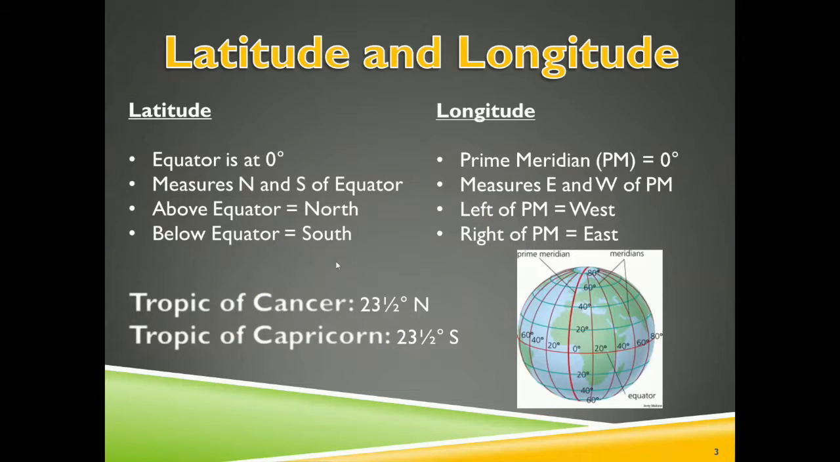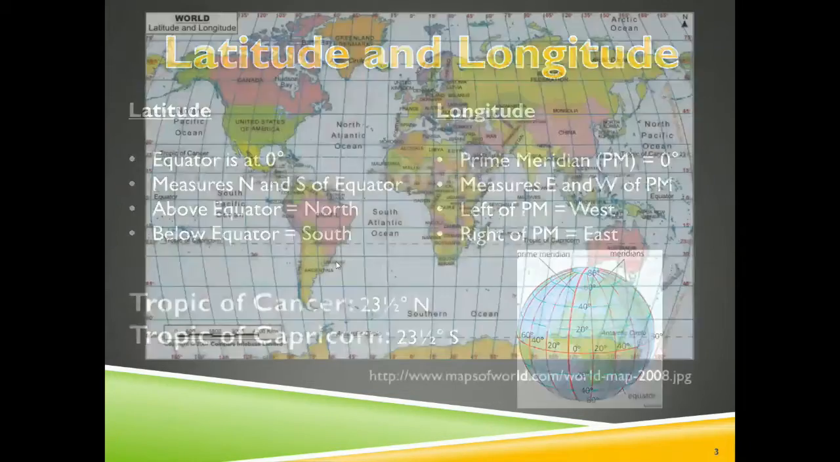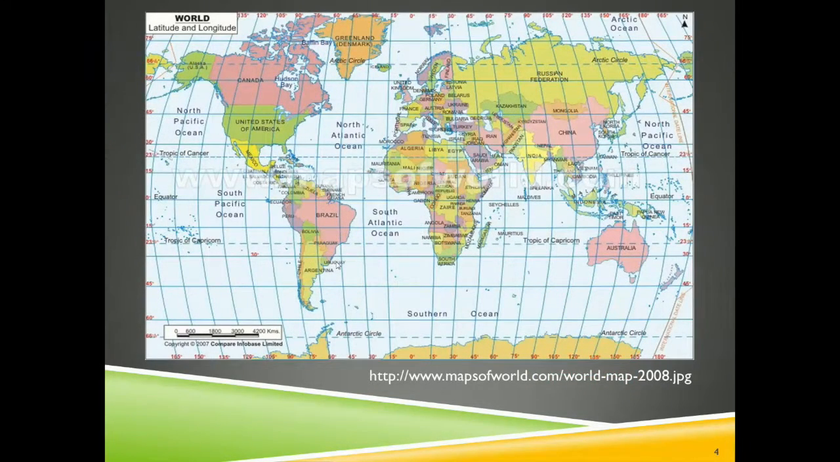Let's start with latitude and longitude. Latitude measures north and south of the equator. If you're above the equator, you're considered north, and if you're below the equator, you're considered south. Therefore, the equator is 0 degrees. Longitude measures east and west of the prime meridian. The prime meridian is 0 degrees of longitude. If you're left of the prime meridian, you're considered west, and if you're right of the prime meridian, you're considered east. Here's a map of the world with lines of longitude and latitude.